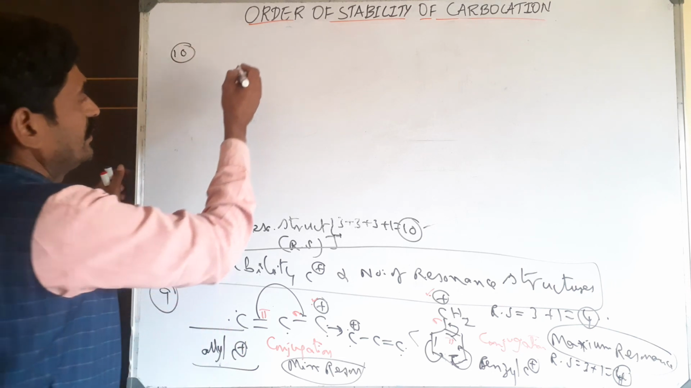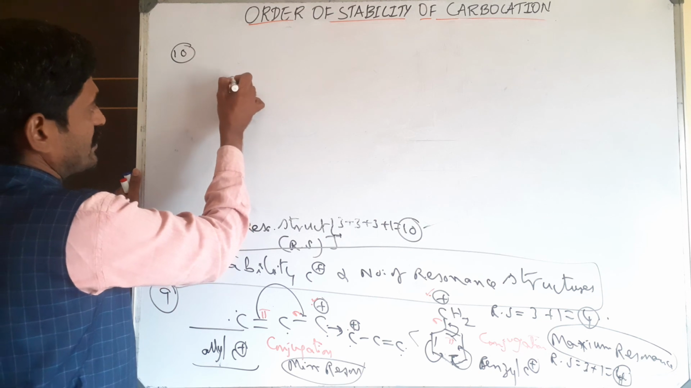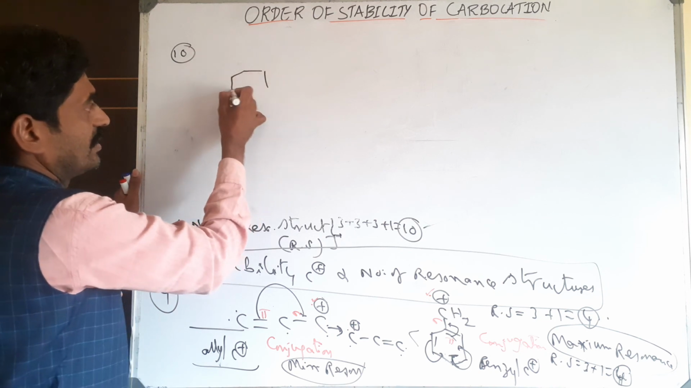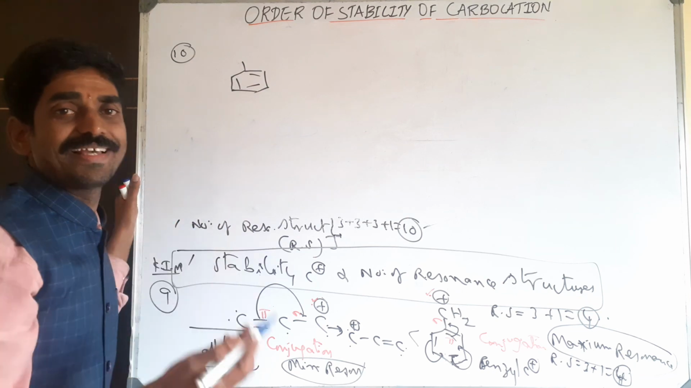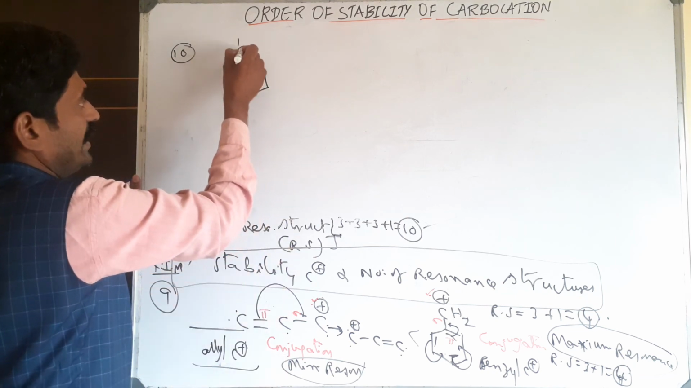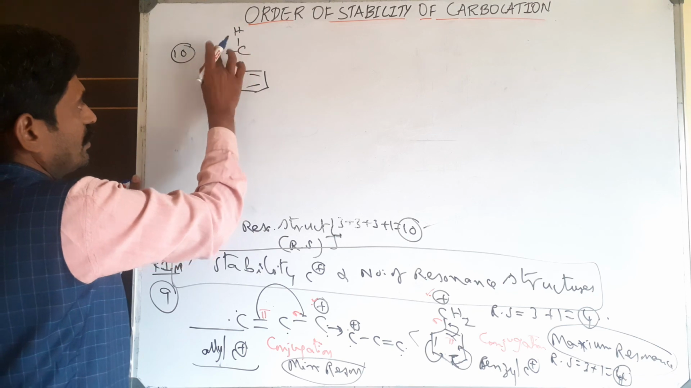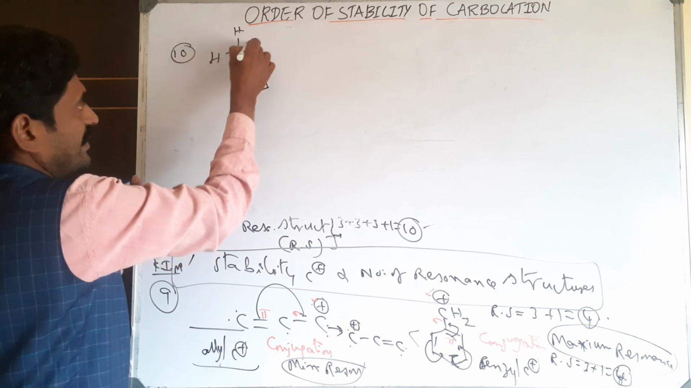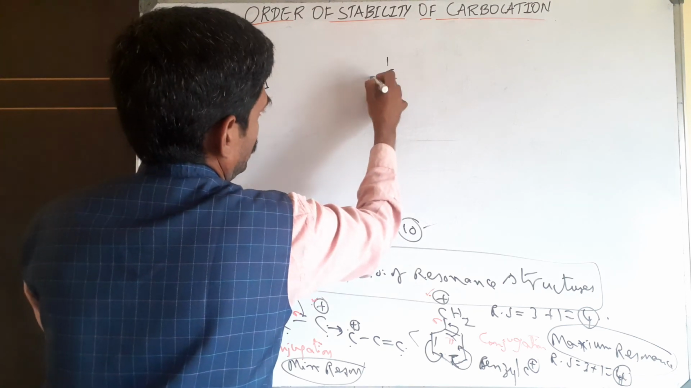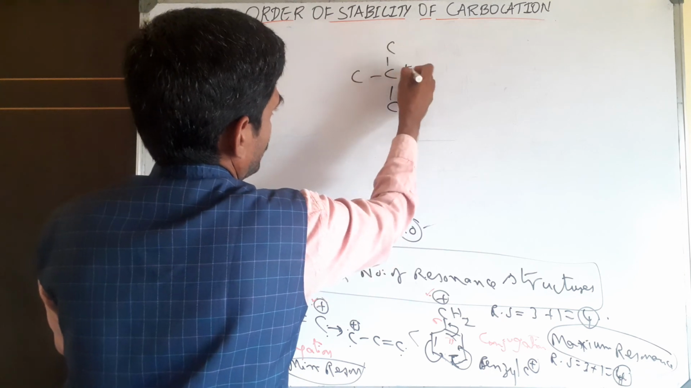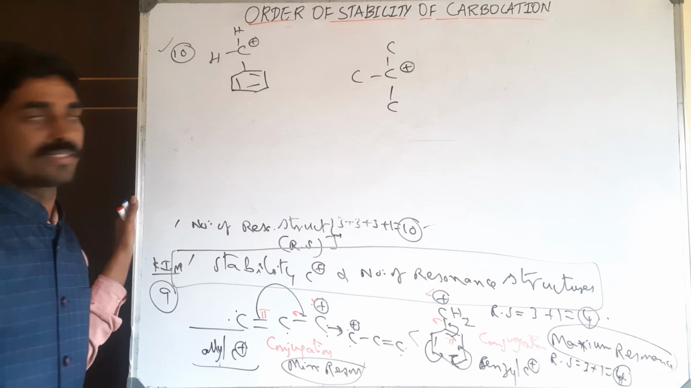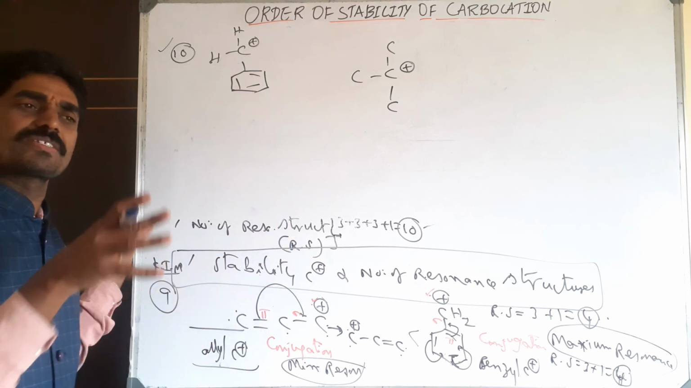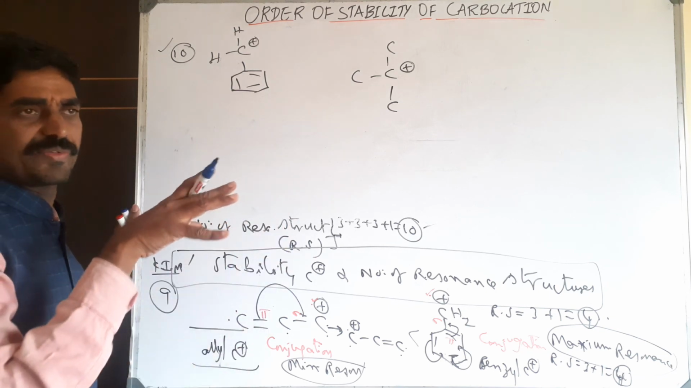See, for example, the compound is like this one. This is a benzyl carbocation, and then it is a tertiary butyl carbocation. It is also an all-time favorite question by the students: which is more stable? Generally, students are confused here, and some books do not give it properly.